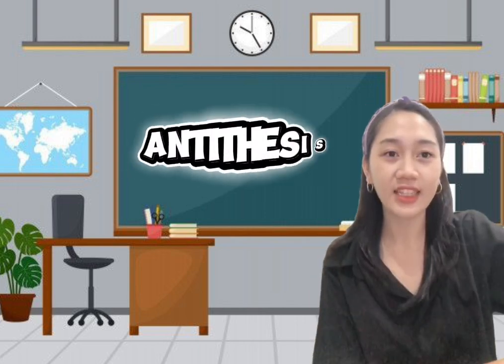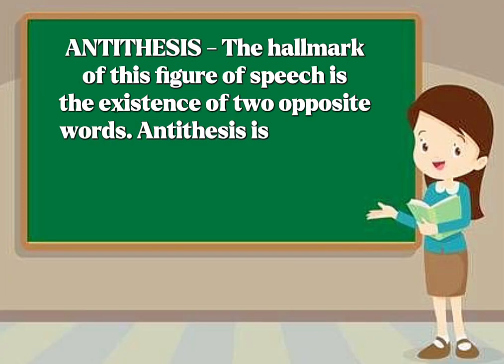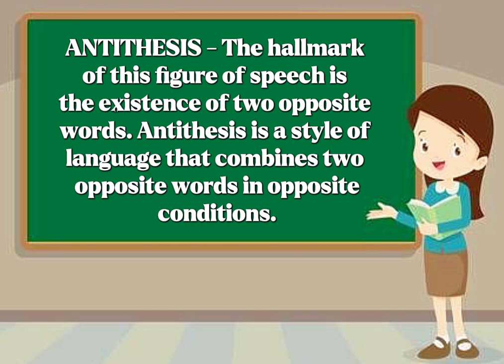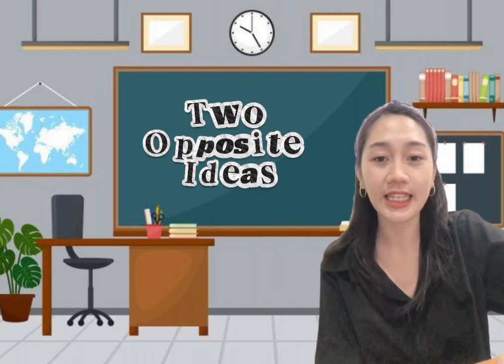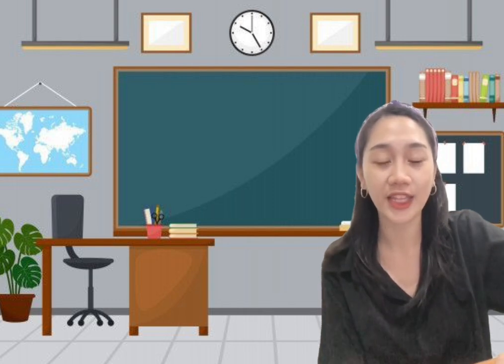Next is antithesis. The hallmark of this figure of speech is the existence of two opposite words. Antithesis is a style of language that combines two opposite words in opposite conditions. So, antithesis shows two opposite ideas in the same sentence to highlight contrast.